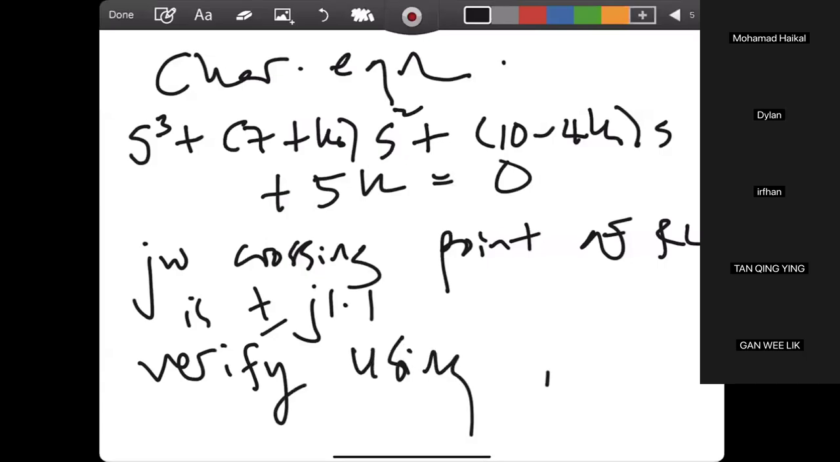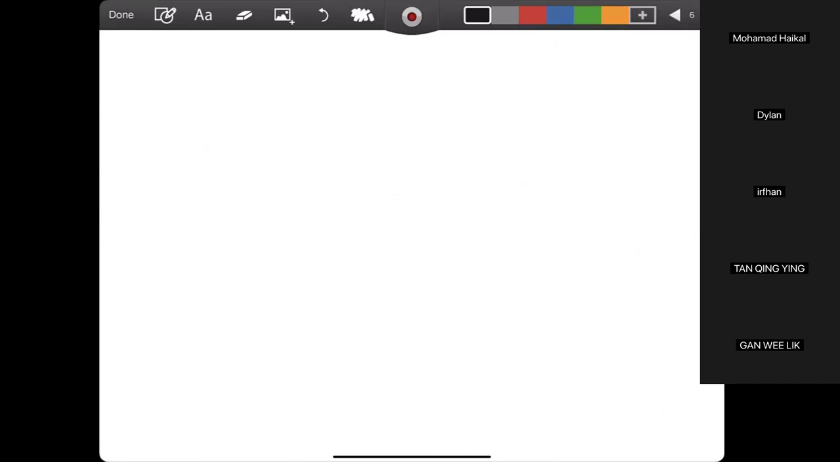Use the Routh-Hurwitz table. Routh-Hurwitz table, okay, I got it.